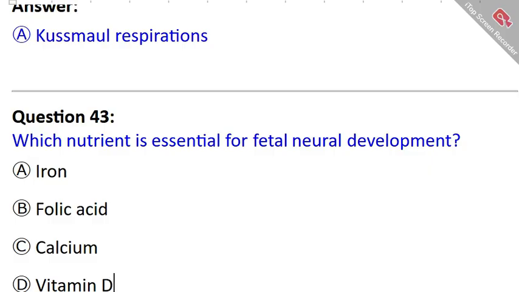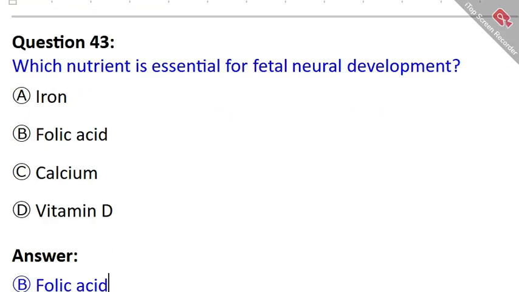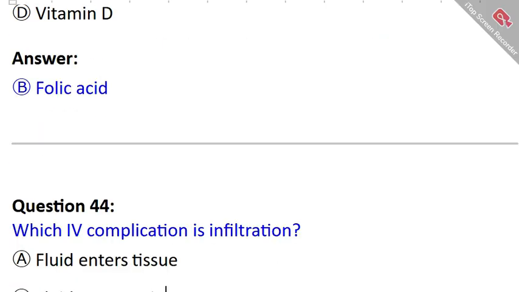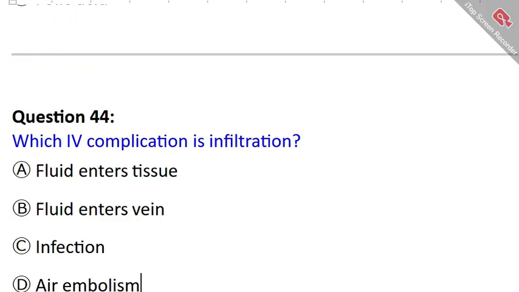Which nutrient is essential for fetal neural development? Read the four options, pause the video for 3 to 5 seconds and select your best choice. So in this scenario, the correct answer is option B. Folic acid is the nutrient which is essential for fetal neural development. Let's move to question number 44.